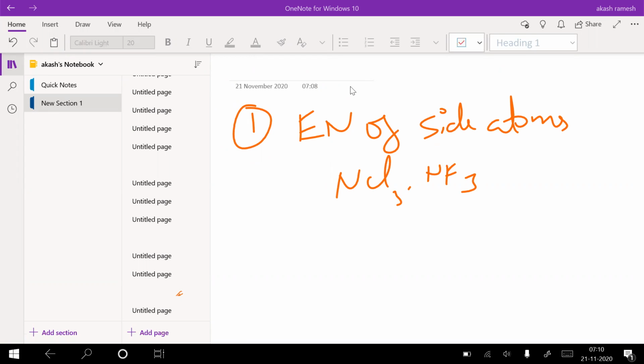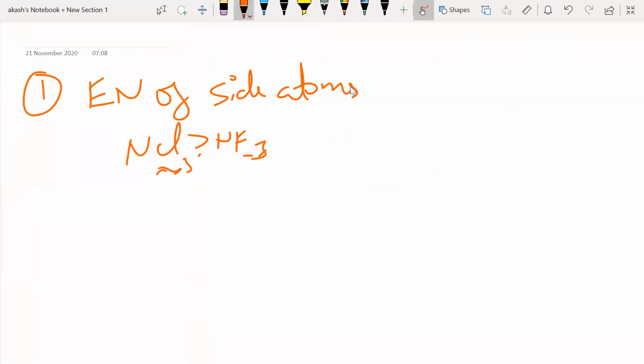So yes, NCl3 is going to have more bond angle because both fluorine and chlorine have lone pairs, but the lone pair interactions between the chlorines are going to be greater, pushing the bonds far away from each other. So obviously NCl3 will have more bond angle. So what I can understand from this is that if the electronegativity of the side atoms increases, the bond angle also increases. This is the first trick which you can remember.